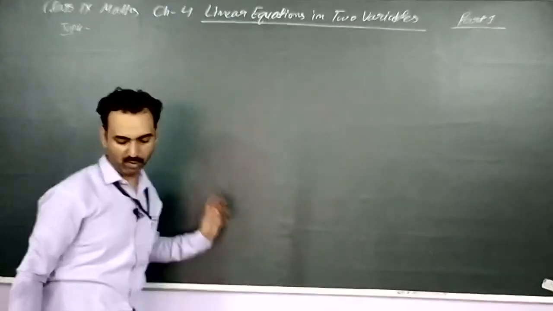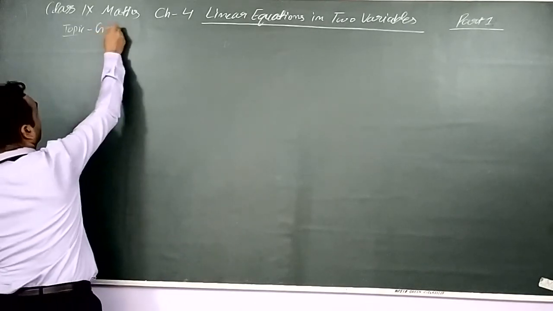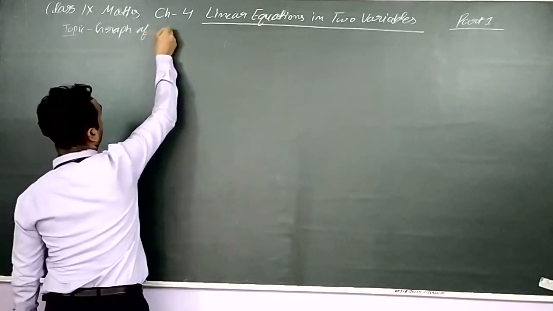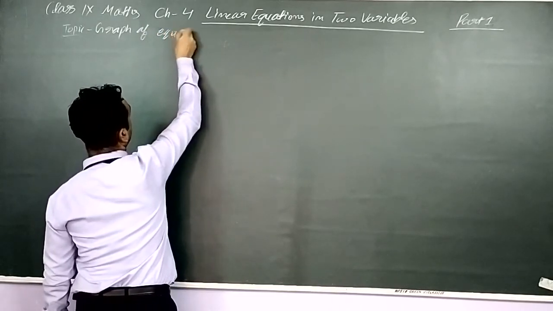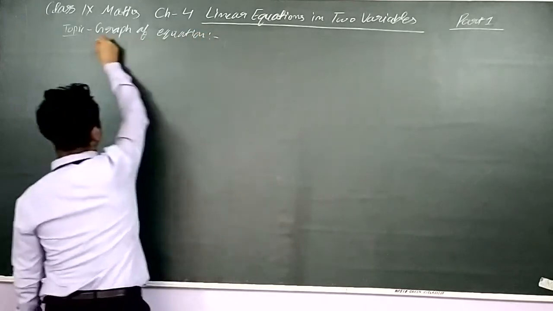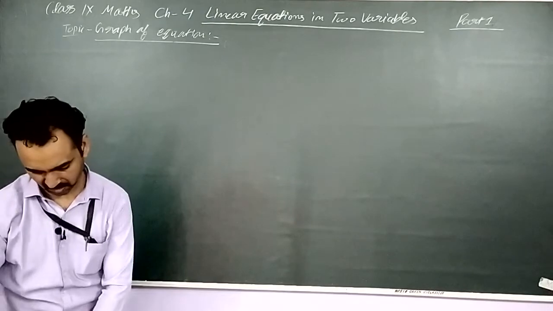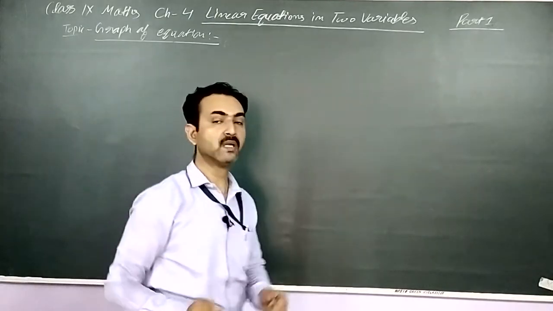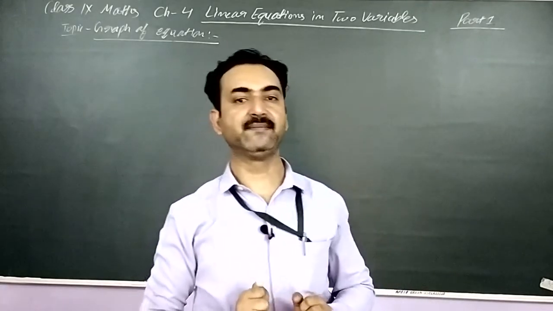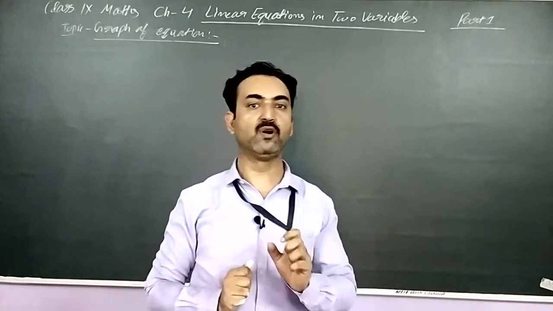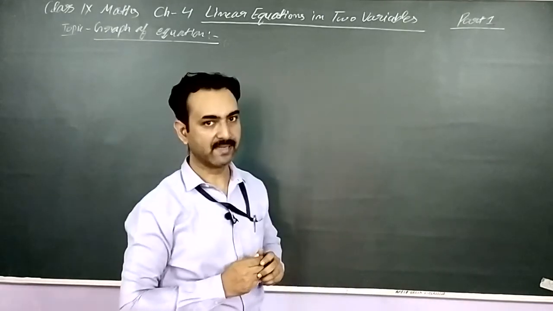Now we will understand about the graph of linear equation in two variables. The topic is graph of equation. Okay. So let's take an example. What is meant by graph of equation? Actually, a linear equation in two variables represents a straight line on a graph. When we plot the graph of a linear equation in two variables, it represents a straight line.